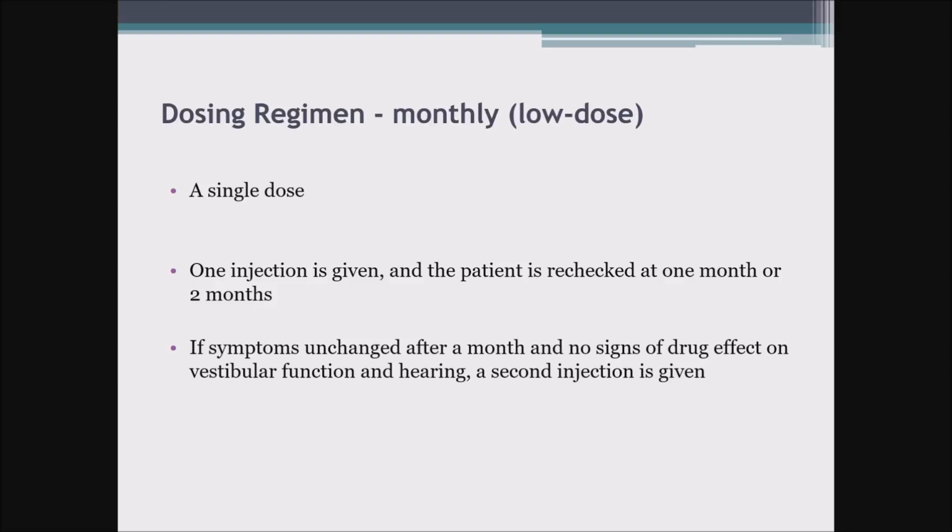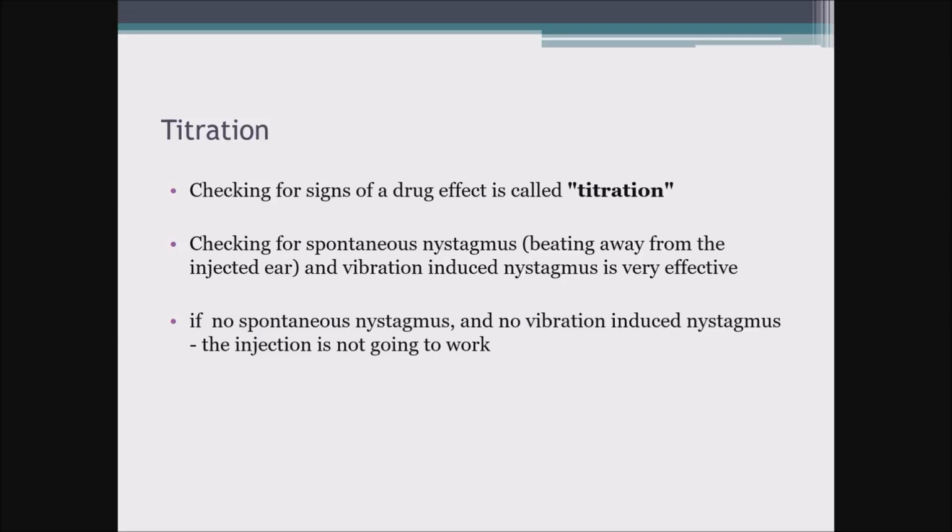Many dose regimens are suggested for intratympanic therapy. In the low dose method, we use a single dose, one injection is given, and the patient is rechecked after 1 month. If the patient's symptoms are unchanged, then we can give a second injection. In the titration method, titration means that we check for signs of drug effect. We check for spontaneous nystagmus or vibration-induced nystagmus. If the patient does not have any spontaneous or vibration-induced nystagmus after a week, then the medicine is not going to work, and we can repeat the injection.